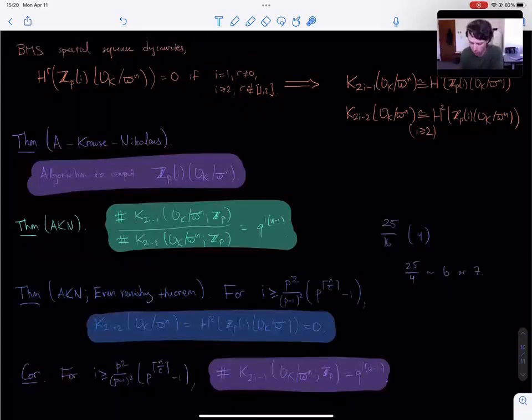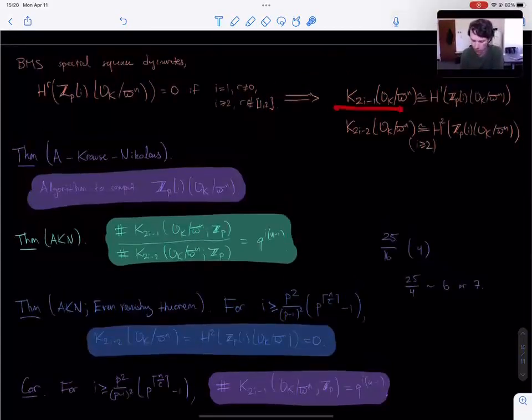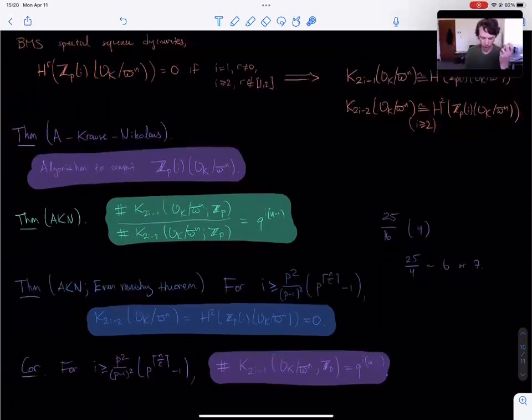And in particular, it means that the K groups are actually just the cohomology of these syntomic complexes. Okay, so it's now enough to compute these syntomic complexes. And what we do is we give an algorithm to compute these on a computer.